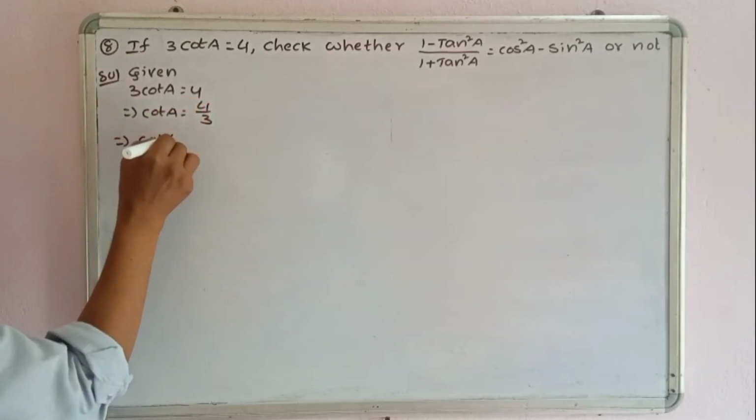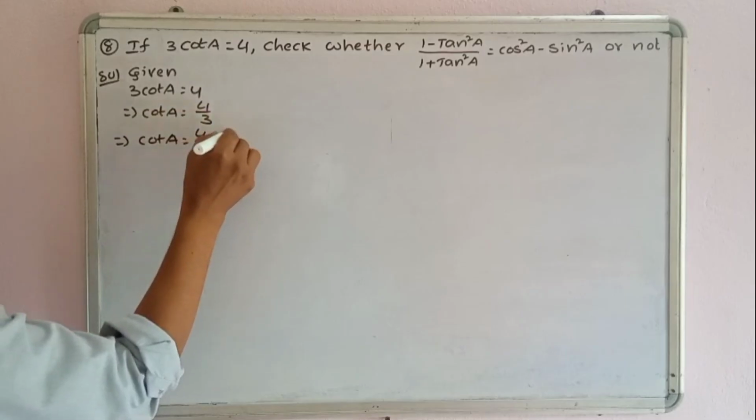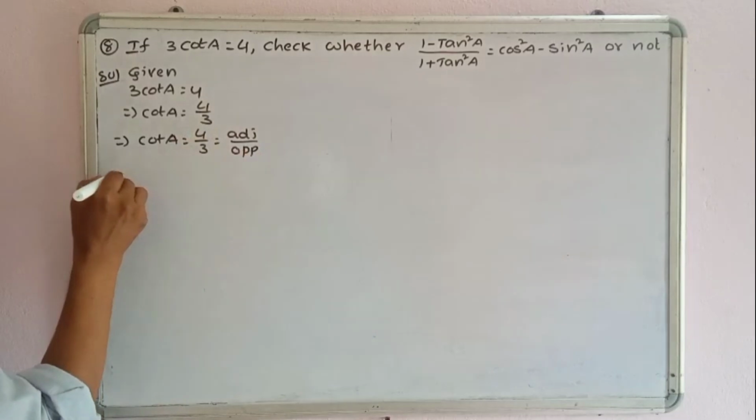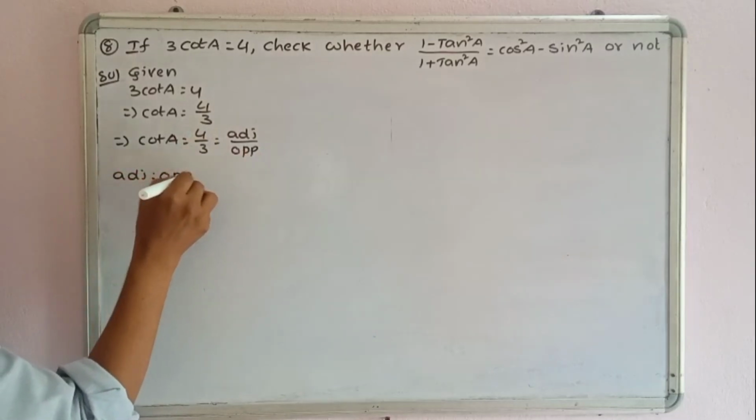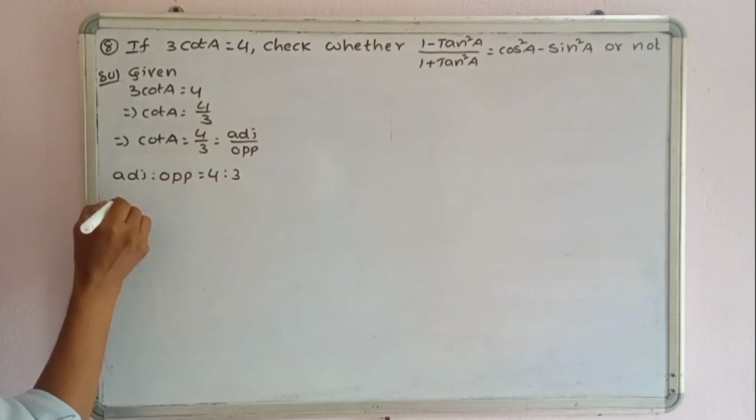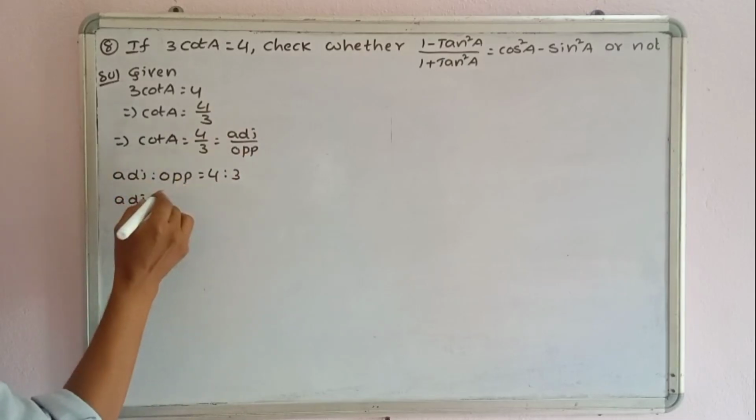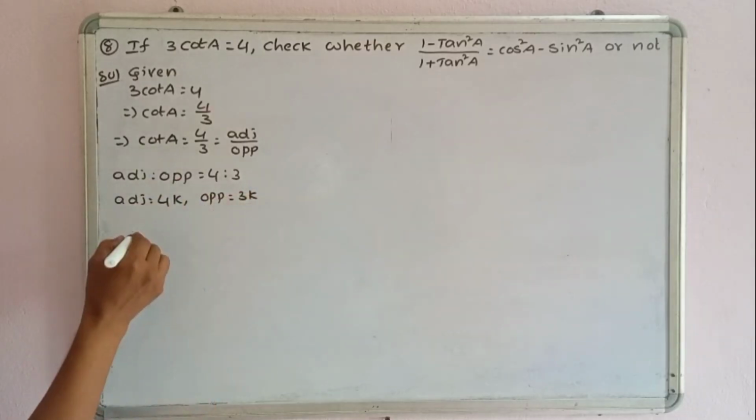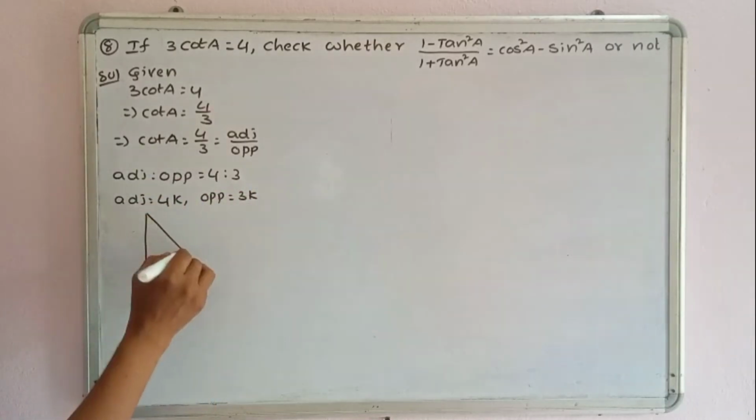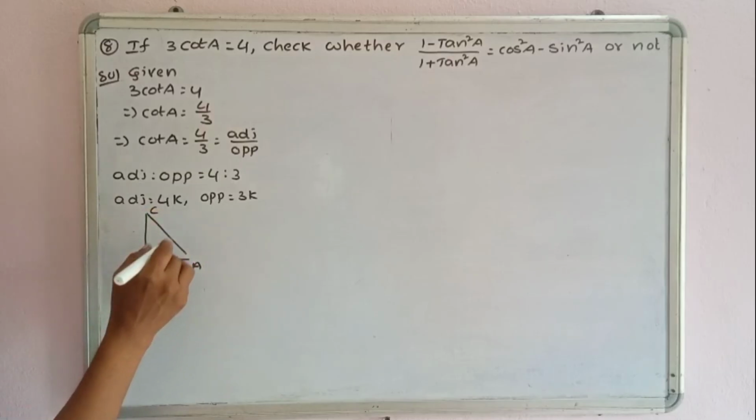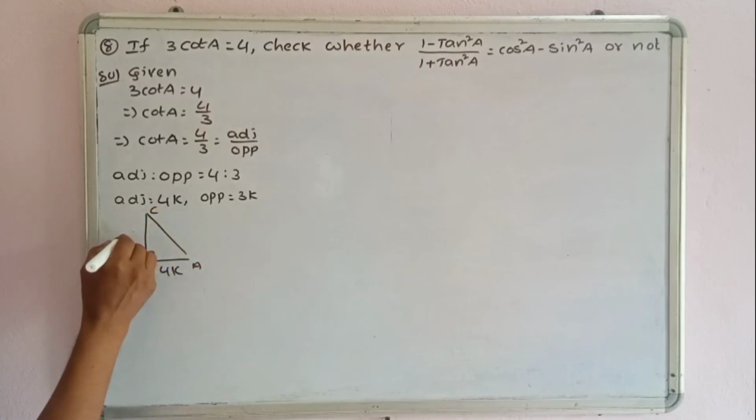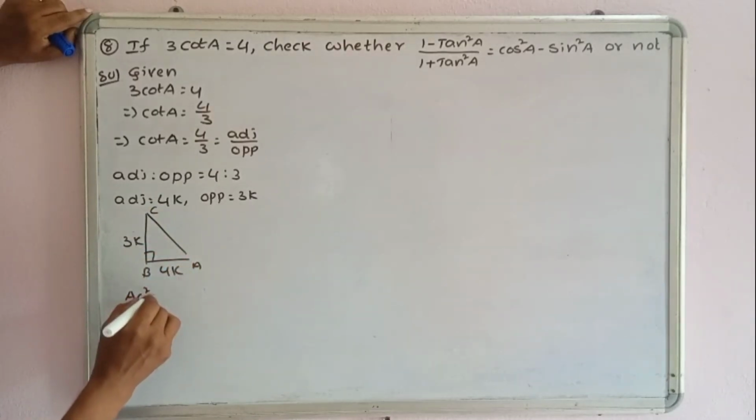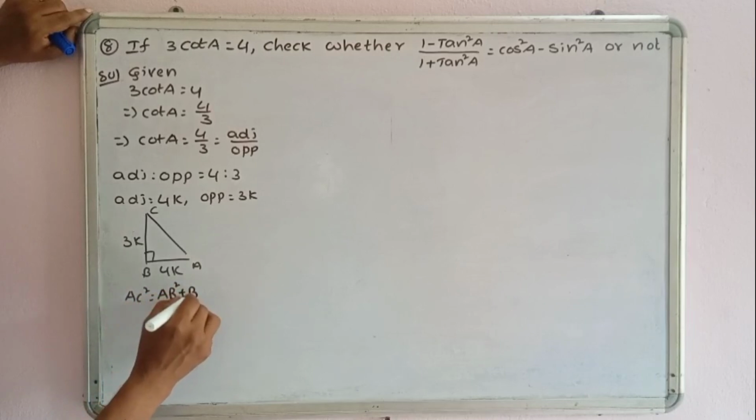What is the cot A definition? Cot A is adjacent by opposite. So adjacent is to opposite equals 4 is to 3. Therefore, this is the ratio: adjacent equals 4k, opposite equals 3k, where k is the constant. So draw a triangle ABC, angle B is right angle. Adjacent is 4k, opposite is 3k. From triangle ABC, using Pythagoras theorem, AC square equals AB square plus BC square.